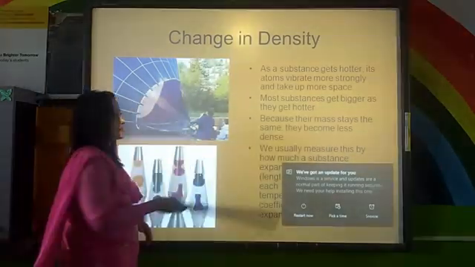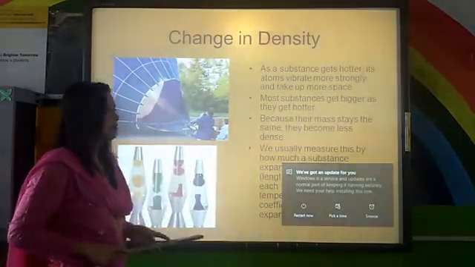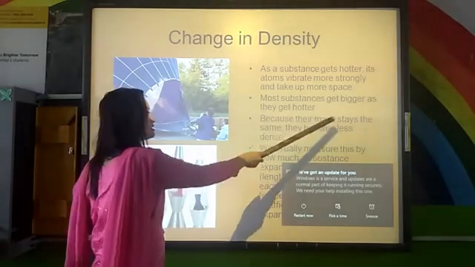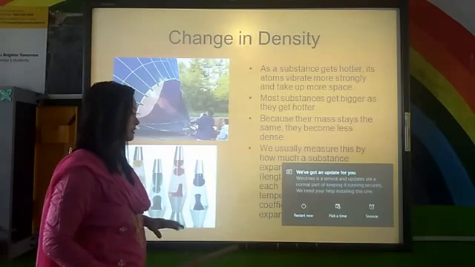Most substances get bigger as they get hotter because the particles, as I told you, occupy more space. Because their mass stays the same, they become less dense, which means the density decreases.